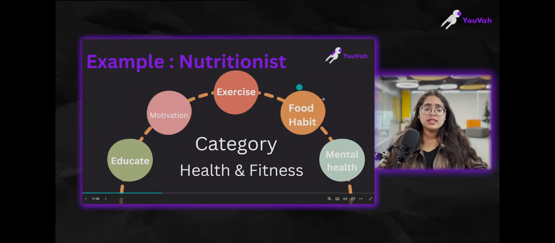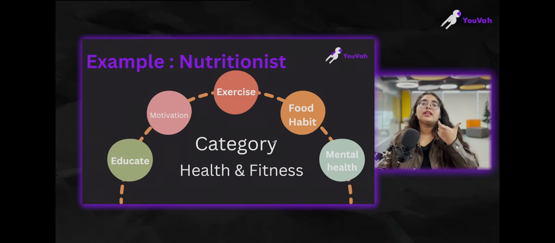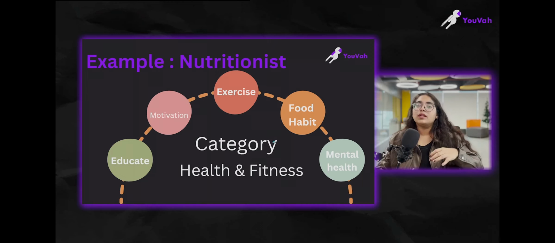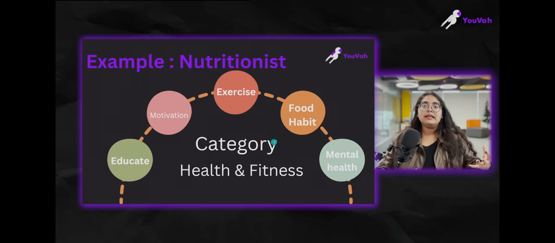So these are the usual topics that somebody might be discussing, right? And if you look at the broader category, it falls into health and fitness. So for a nutritionist, if you cannot think of what a nutritionist does, if you're not able to list out 5 or 6 things that a particular person would do, then figure out the industry. After you figure out the industry, think about what usually happens in that industry.